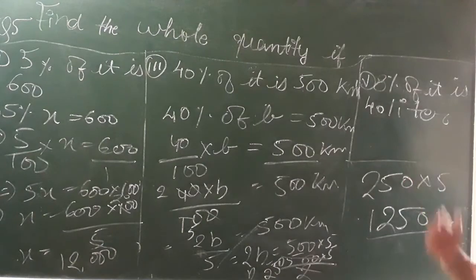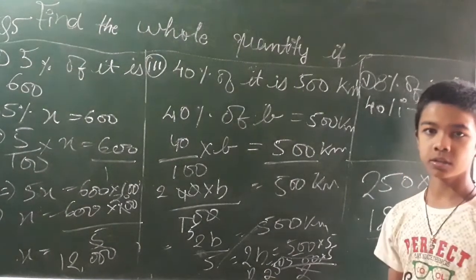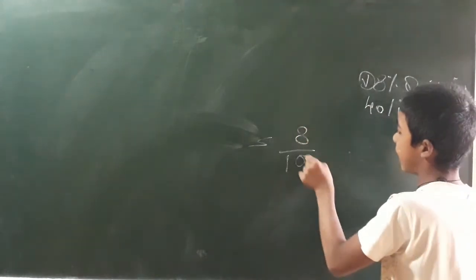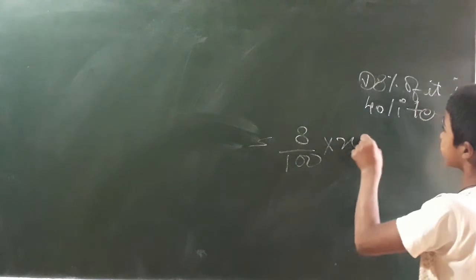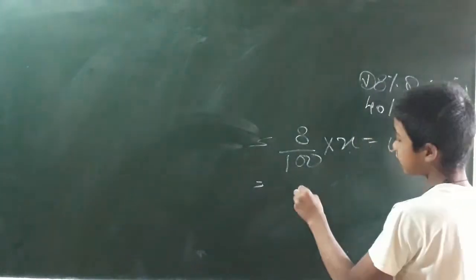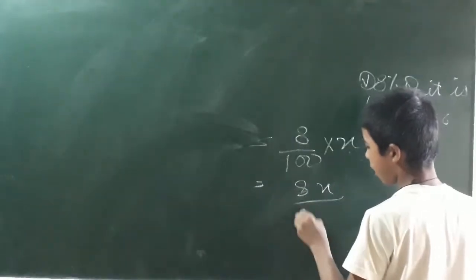And now we will solve the fifth number question. So friends, it's our fifth number: 8% of it is 40 liters. Now we suppose the whole quantity is x. So 8% of x is equal to 40, and 8 multiplied by x is 8x upon 100.